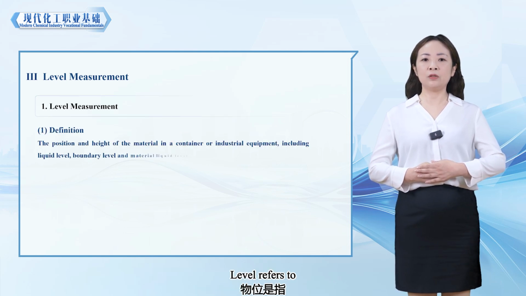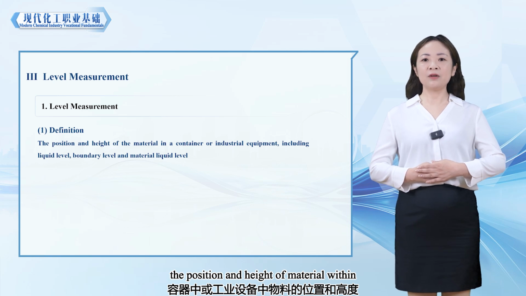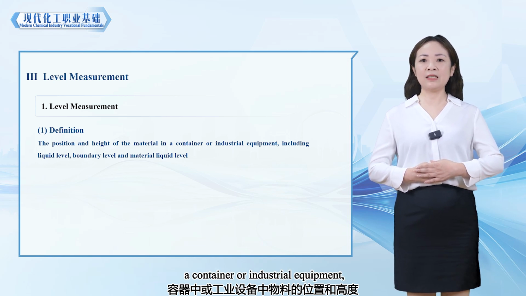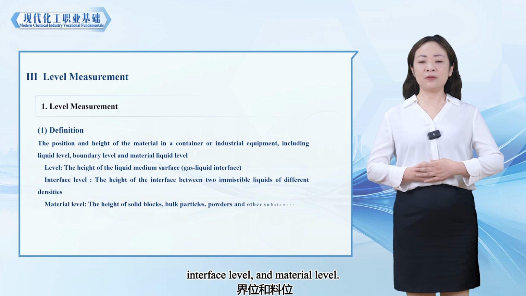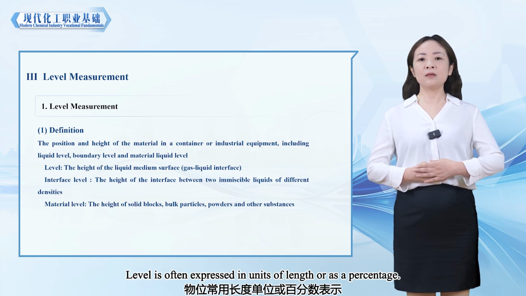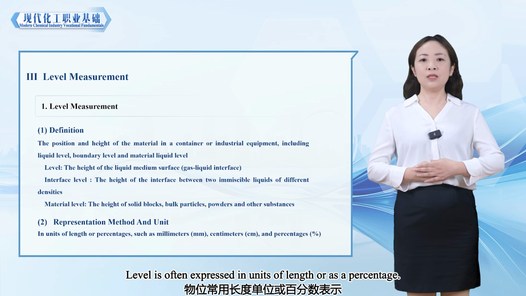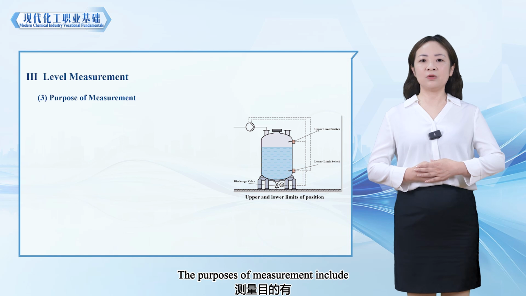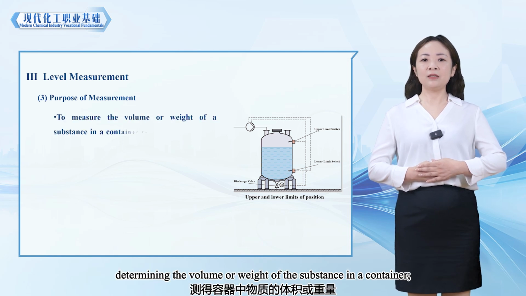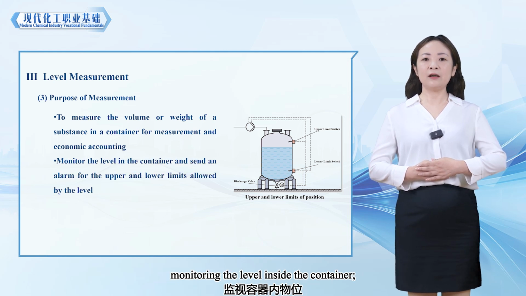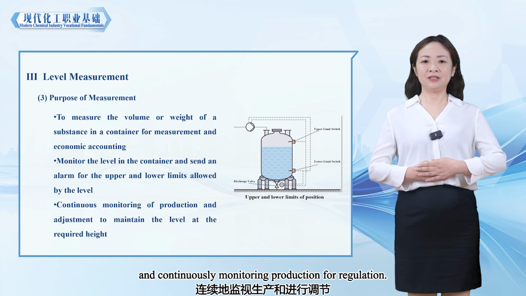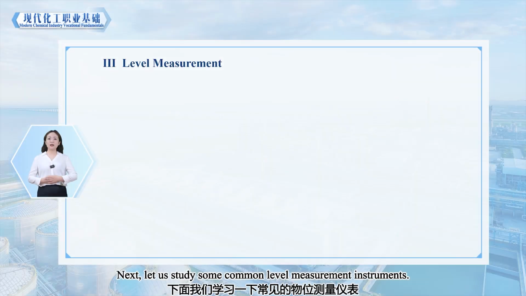Level refers to the position and height of material within a container or industrial equipment, including liquid level, interface level, and material level. Level is often expressed in units of length or as a percentage. The purposes of measurement include determining the volume or weight of the substance in a container, monitoring the level inside the container, and continuously monitoring production for regulation. Next, let us study some common level measurement instruments.